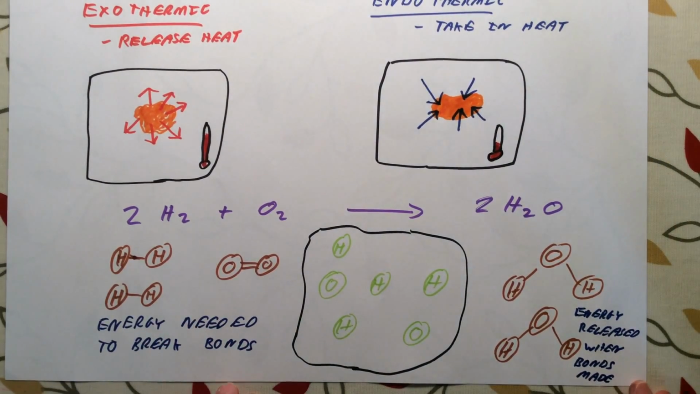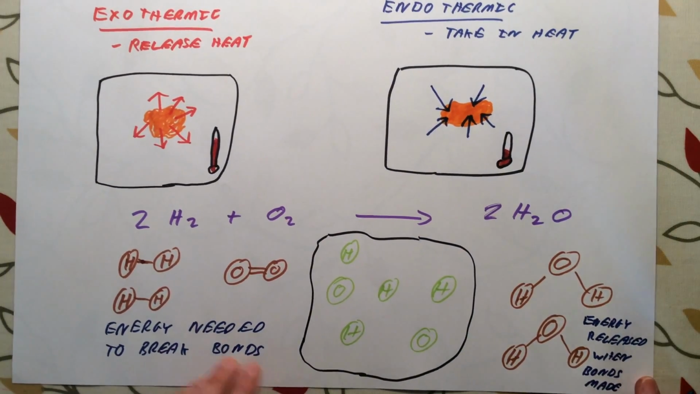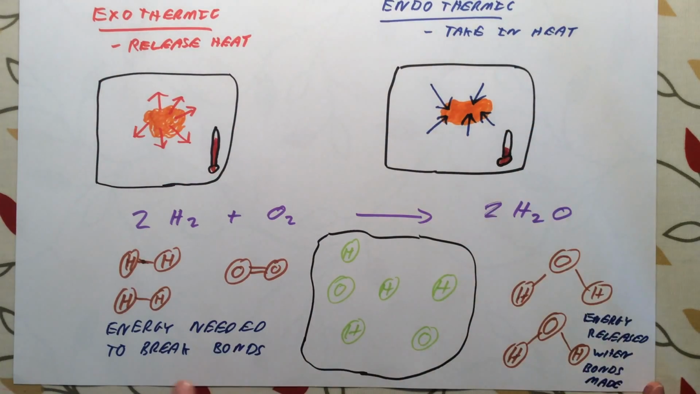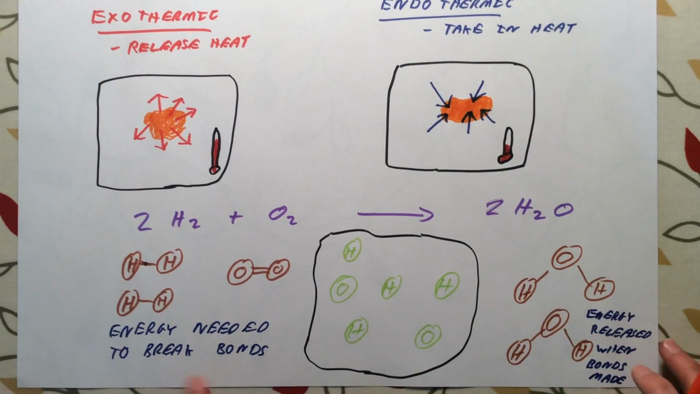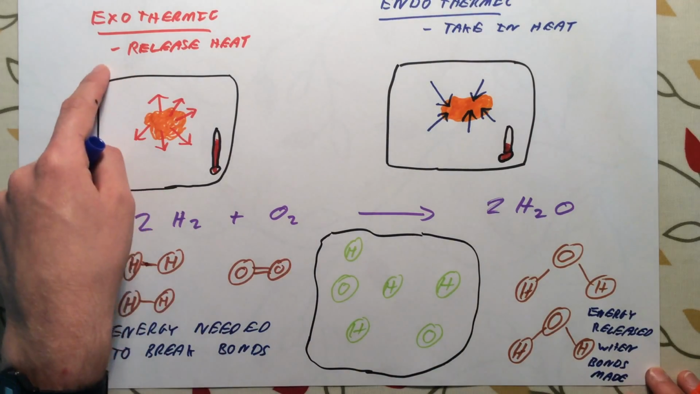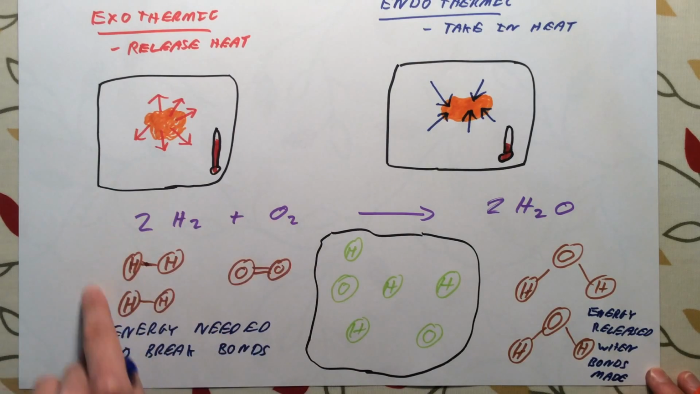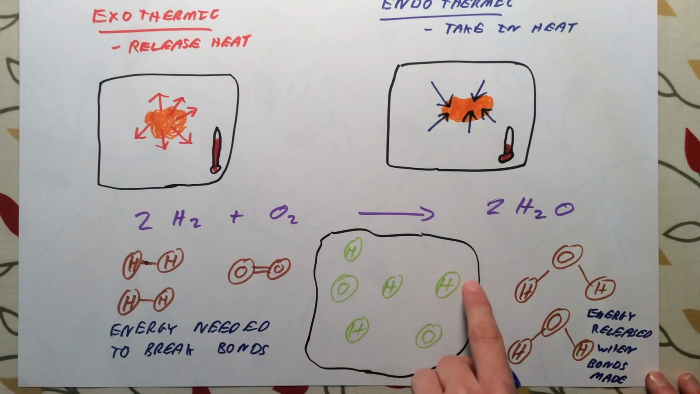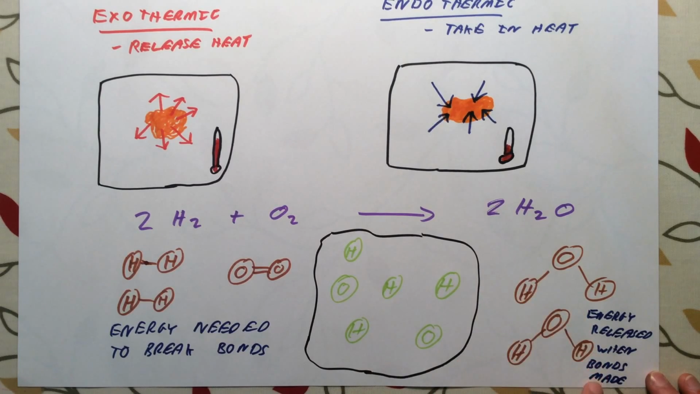So overall then, the thing that determines whether a reaction is exothermic, releases heat, or endothermic, takes in heat, is simply the balance of these two factors. If when I make my bonds at the end, I get a lot of energy that is released, and it is much more than the energy needed to break the bonds in the first place, then overall my reaction will be exothermic. So in this case here, I need a little bit of energy to break these bonds in the first place to get to this stage. I get a lot more energy that's given out when these bonds are made, therefore the reaction is exothermic.